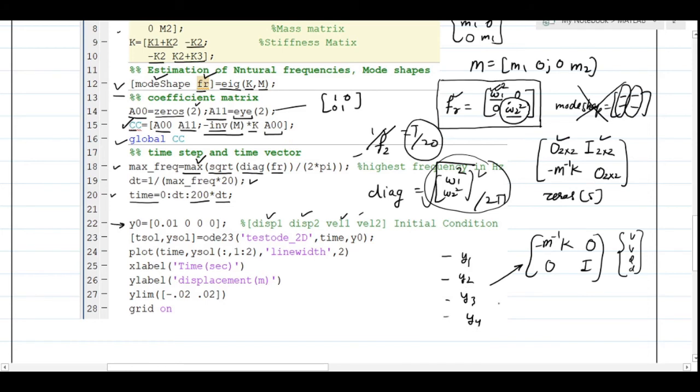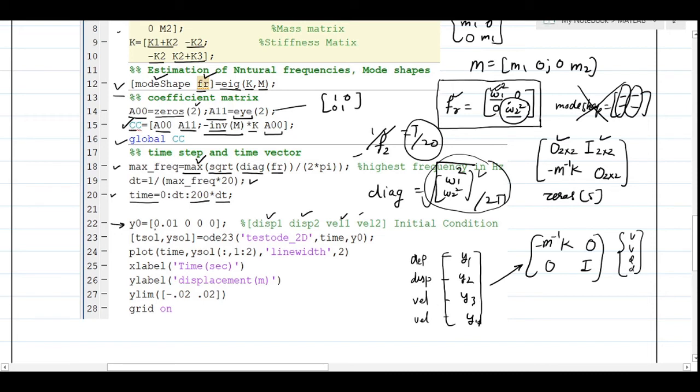You can follow what I am explaining here, and I hope there will be the least chance of mistake. So our consideration is the displacement of the first mass, then the displacement of the second mass, then the velocity of the first mass, and the velocity of the second mass. This is the order of our state vector. In that way, you have to supply the initial value.